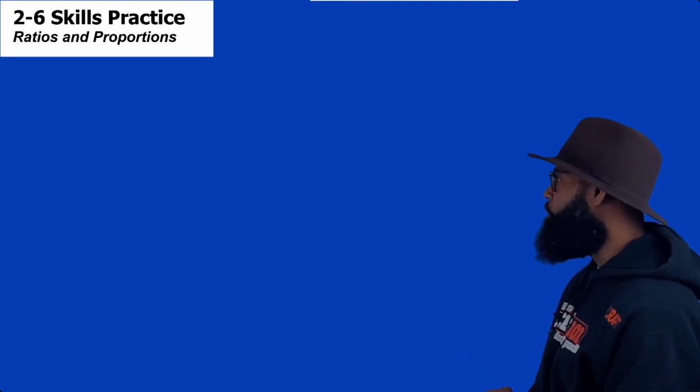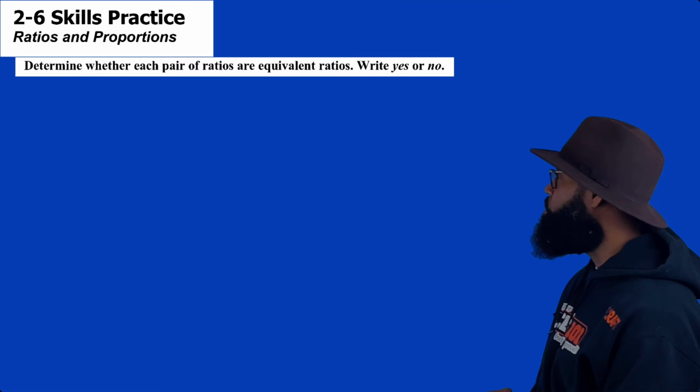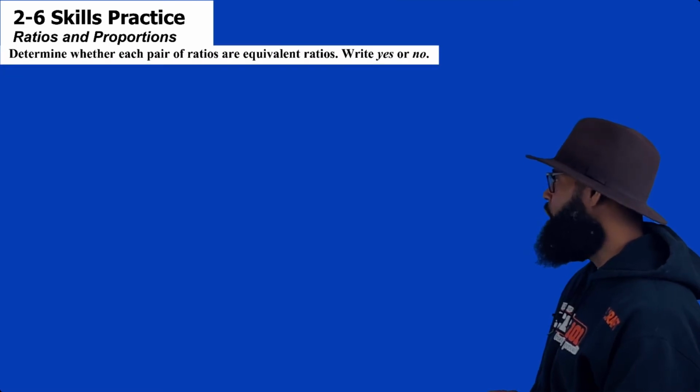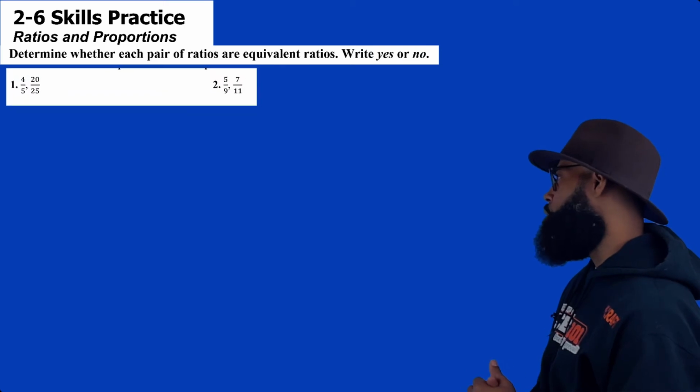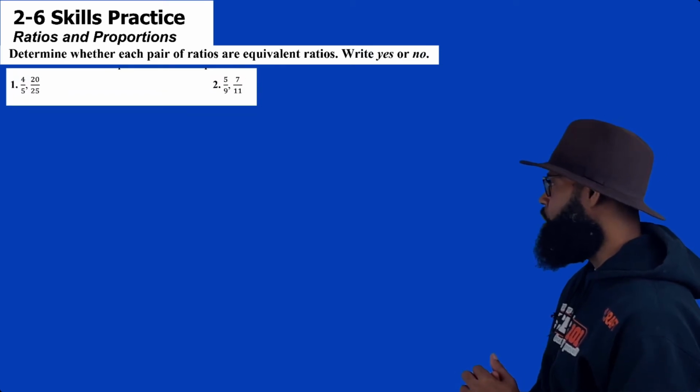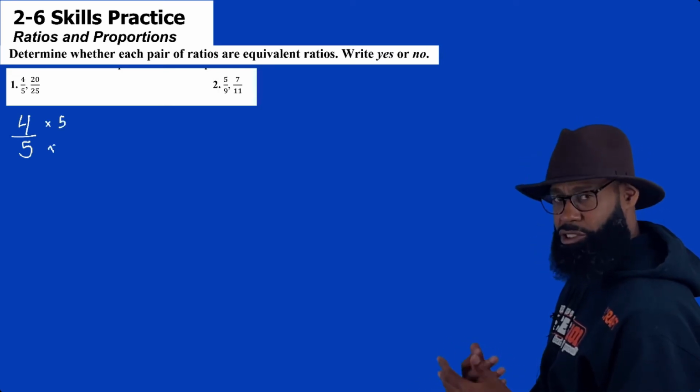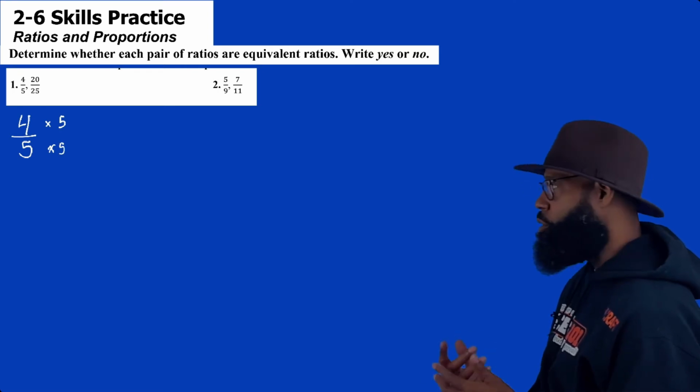Our top half of Chapter 2, Lesson 6, Skills Practice, Ratios and Proportions is going to ask us to determine whether each pair of ratios are equivalent ratios, right? Yes or no. And this is where I can say, guys, replace the word ratio with fraction. Determine whether each pair of fractions are equivalent fractions. So 4/5, 4 boys to 5 girls. Now it's fraction. No, it's a ratio, 4 to 5.